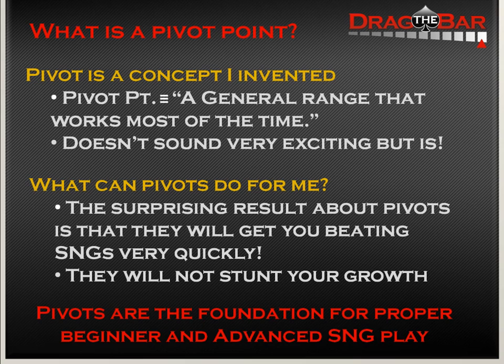In my opinion, for my students, pivots are the foundation for learning proper beginner and advanced sit and go play. And so, the key is that pivots are not static. Pivots are called a pivot point for a reason, and we're going to get into why that is, but basically the more advanced you get as a player, the more you're going to be adjusting these pivot points on your own. So even though it's a sort of static range that works most of the time, as you become a more advanced player, you're going to be able to take the pivot point and start to adjust it correctly for a situation that doesn't quite fit what the pivot point was generated for, and you can become a very advanced sit and go player very rapidly.